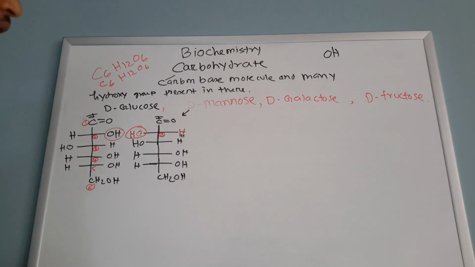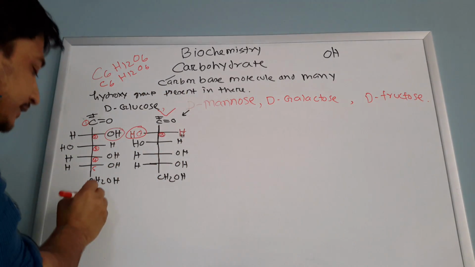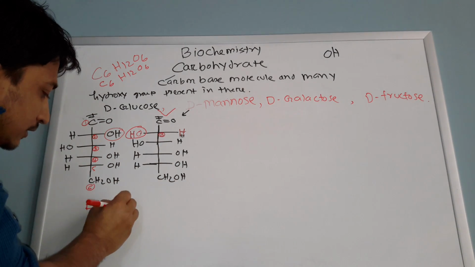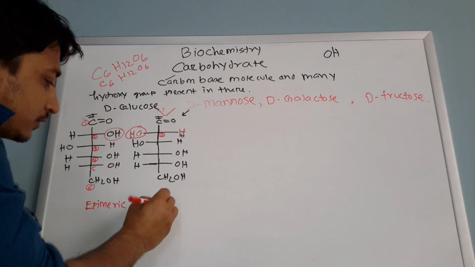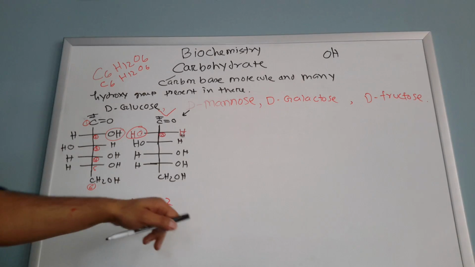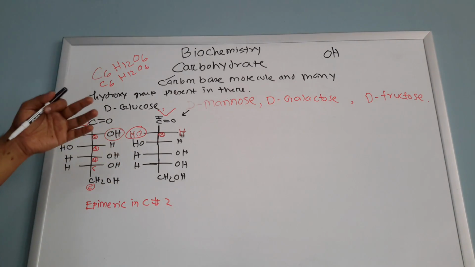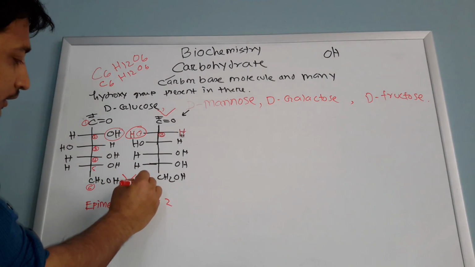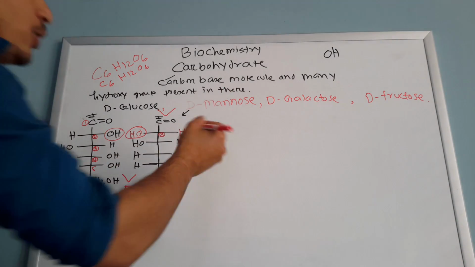And if I ask you what is the epimeric difference between D-glucose and D-mannose? The epimeric difference is carbon number 2. Epimeric in carbon number 2, and those are called epimers. What is the isomer name of these two? It is called epimer. And the epimeric difference is carbon number 2. Right now let's talk about D-galactose.